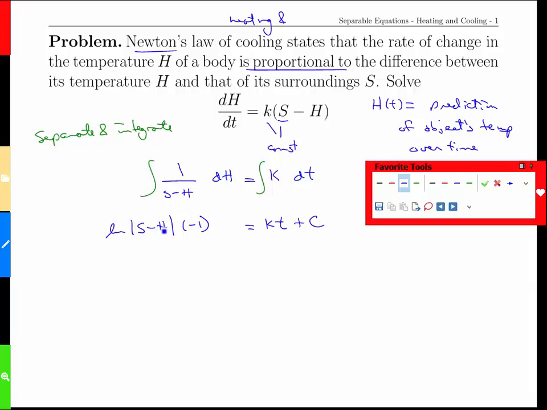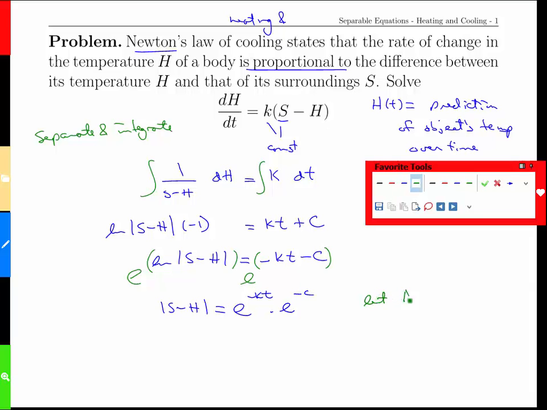Our next step is to isolate for H, so let's get rid of the negative 1 first. We'll have S minus H, but we'll have negative kt minus c, bring the negative 1 over. Then we can exponentiate both sides, take each one as a power to base e. The e and the ln cancel each other out, they're inverses. We end up with S minus H equal to e to the minus kt, times e to the minus c.